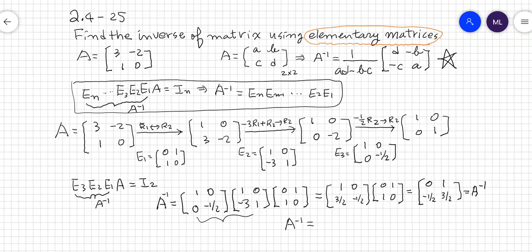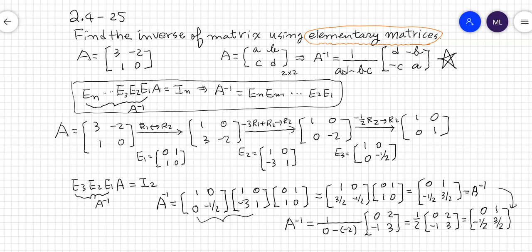Now using the formula, let's check it. A inverse is 1 over ad minus bc. So ad is 0, subtract negative 2, which gives 1/2 times the matrix 0, 2, negative 1, 3, which is 0, 1, negative 1/2, and then 3/2, right? Which is the same as that one.